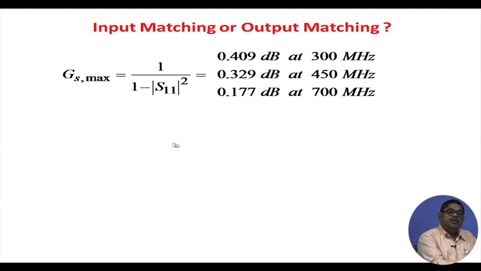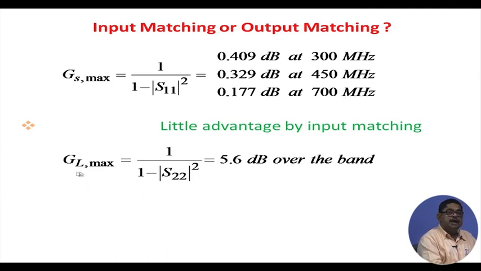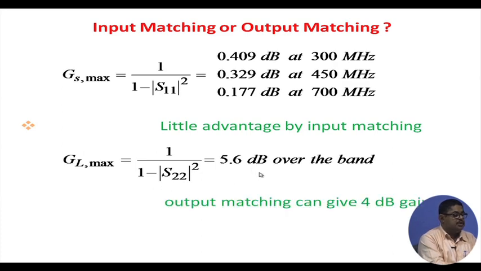Now, we know how much gain I can get from the source side. In the lecture on specified gain we have seen that the maximum gain I can get from the input side is given by this. From the S11 tabulated values I can see that I can squeeze out from the input side 0.409 or this and this. Little advantage you see, not much I am getting from input matching, but let us see the output side. From the output side I can get a gain of 5.6 dB over the band. So, output matching can give me that 4 dB that I require at 700 megahertz.